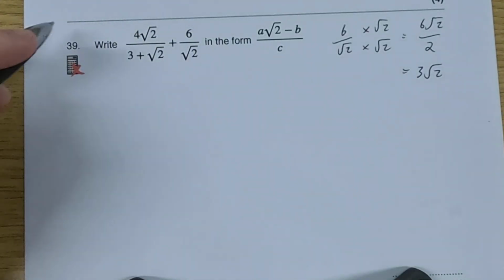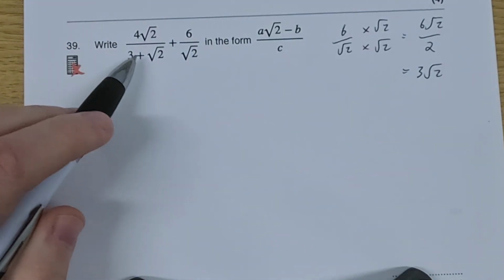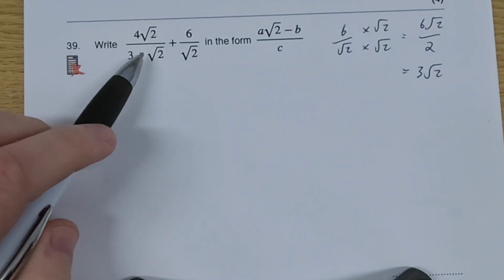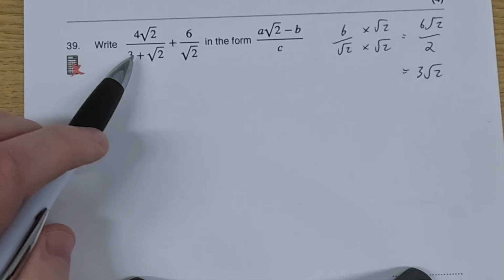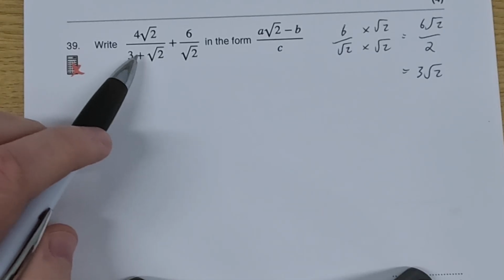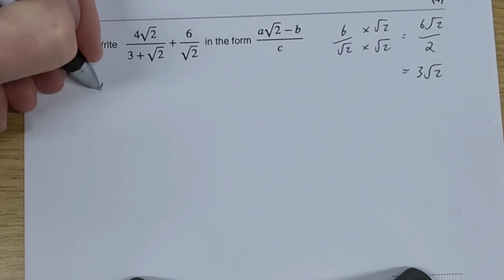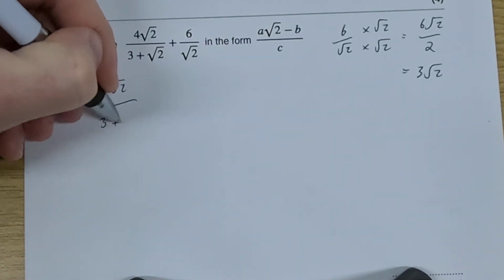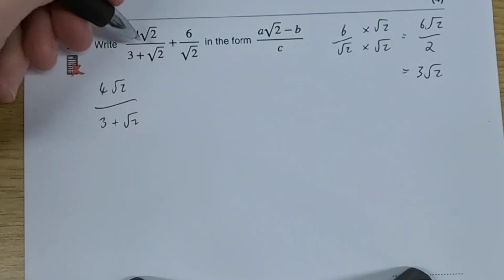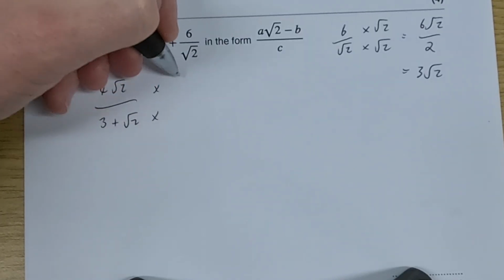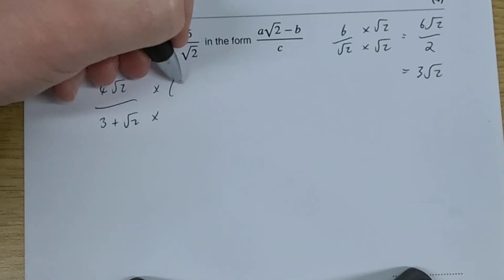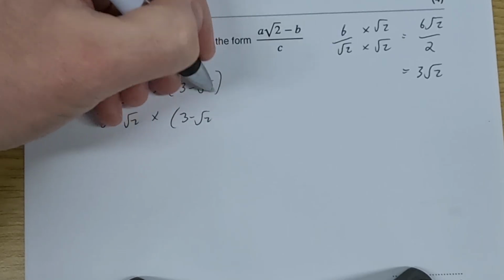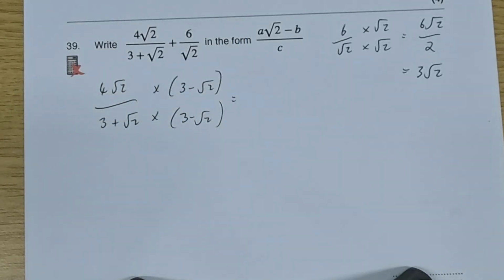Now, in terms of this fraction, here we've got 3 plus root 2, so we're going to need to multiply both the numerator and the denominator by the conjugate of the denominator. In other words, it's going to be 3 minus root 2. So we'll have 4 root 2 over 3 plus root 2. I'm just focusing on this now. We multiply both the numerator and denominator by 3 minus root 2. Just close the brackets there. Okay, so let's do that.